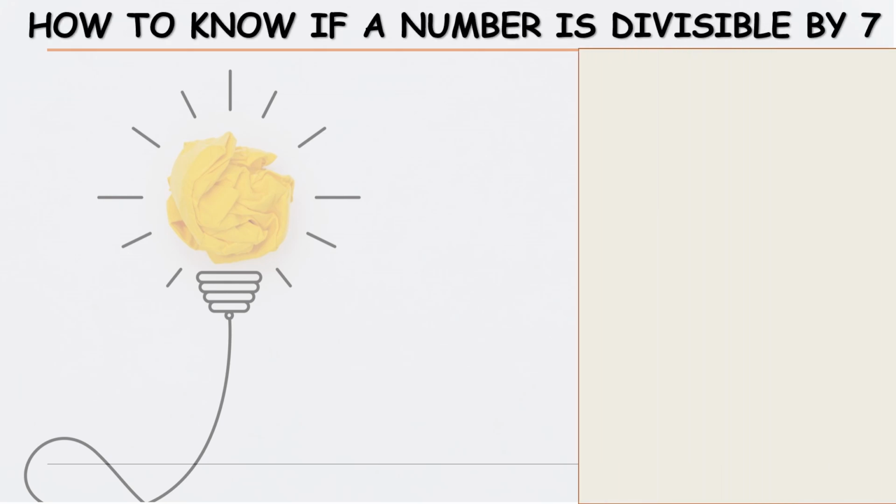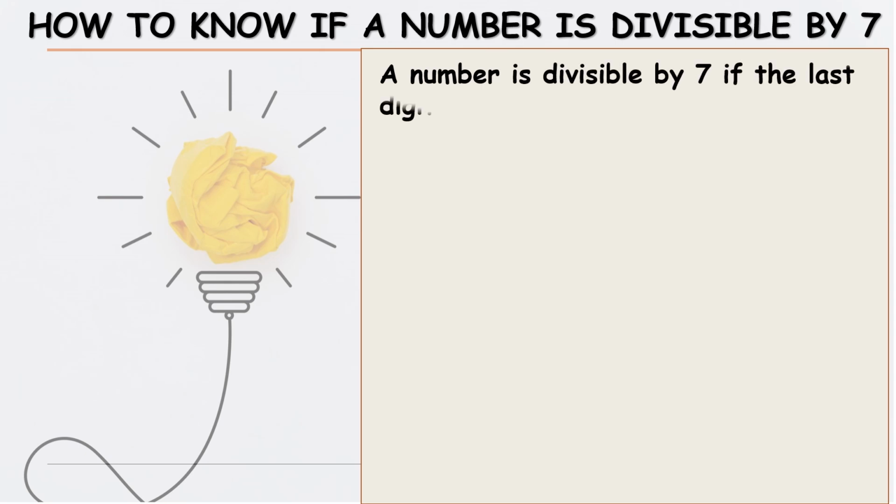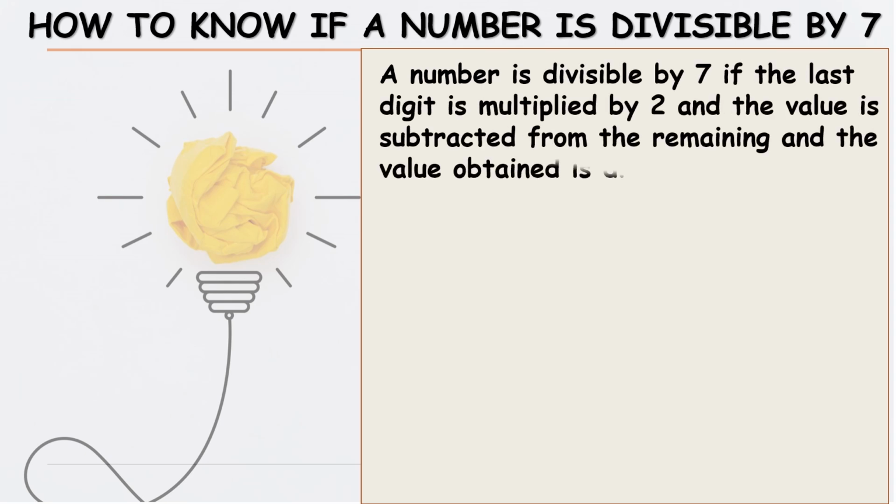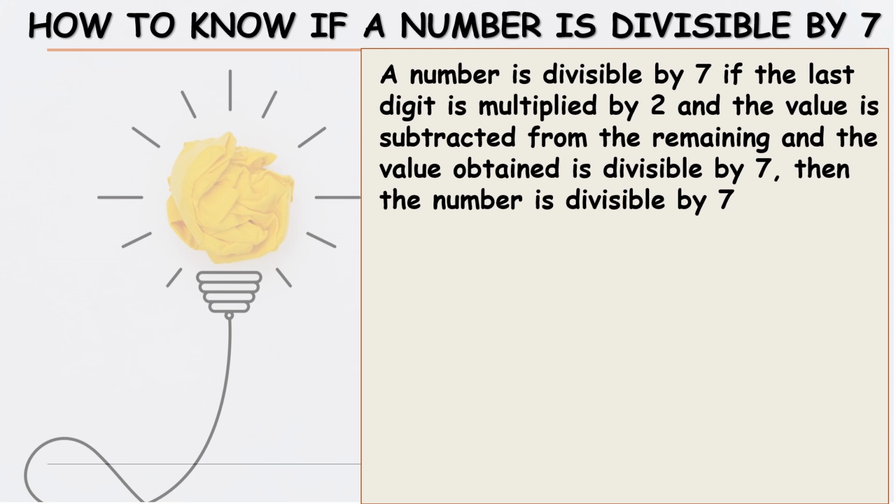Now let's move to 7. This one is a bit tricky but very simple. Now what we'll do is that for a number to be divisible by 7, you multiply the last digit by 2. That value you get, you subtract from the remaining numbers. Whatever you get as the value, if it is divisible by 7, then the entire number is divisible by 7. We'll do an example, or we'll do 2 examples too.